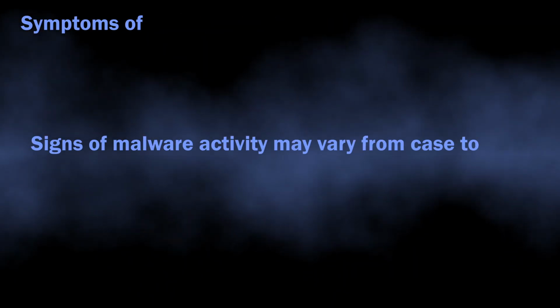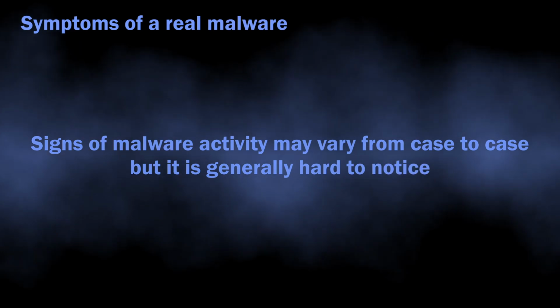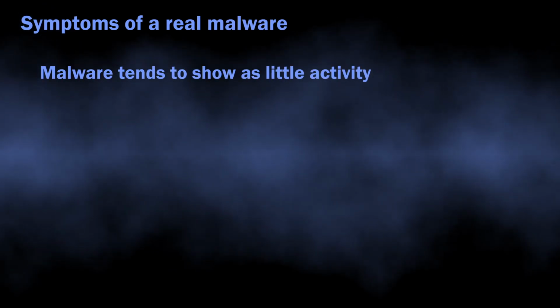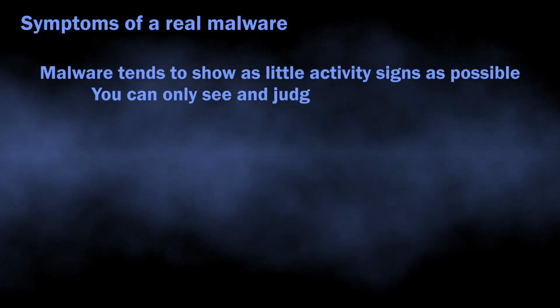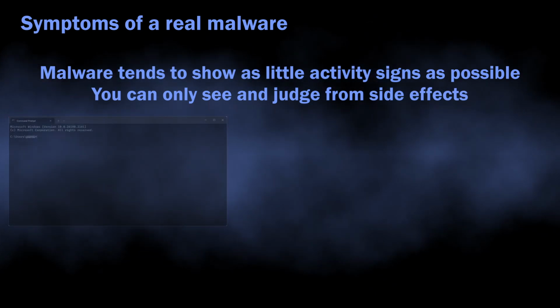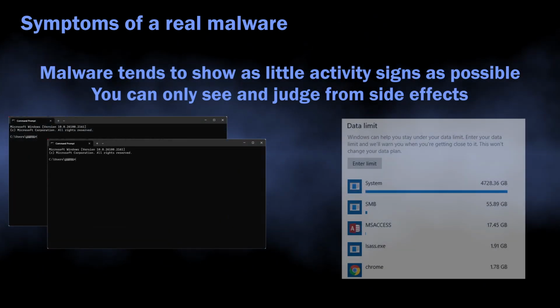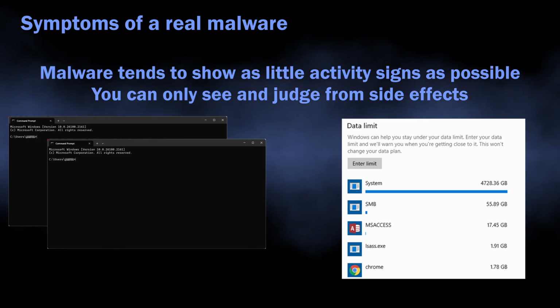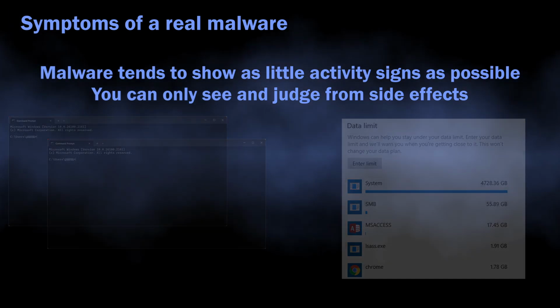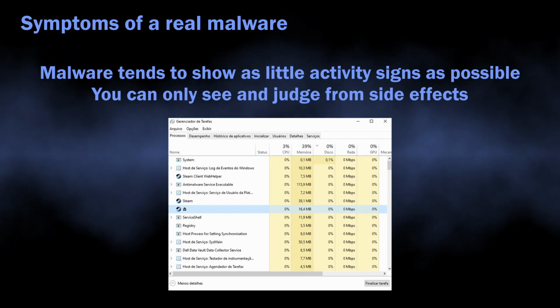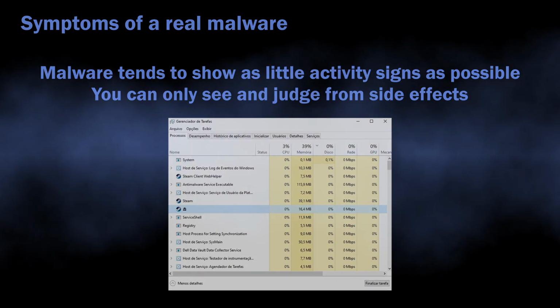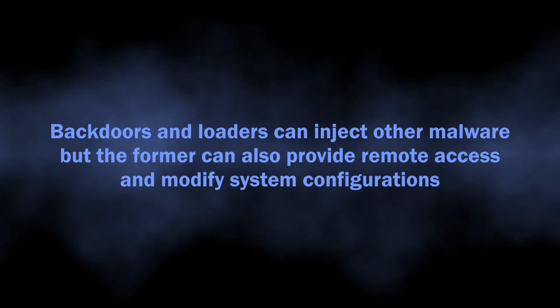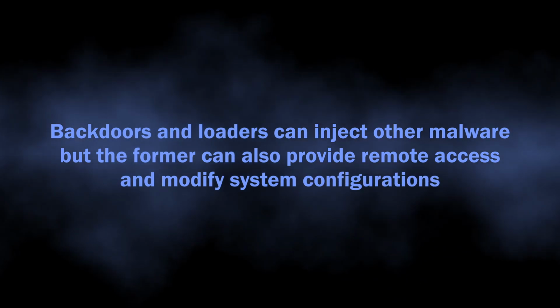As for the symptoms that you may notice, they are mostly meager and unremarkable. Malware tries to leave as few visible clues as possible so it can stay undetected for longer. However, you can see console windows blinking from time to time, your internet traffic consumption getting exponentially higher, and a lot of strange processes popping up in the task manager. Both backdoors and loaders can inject other malware into your system, but backdoors also provide remote access and can mess up with system settings.